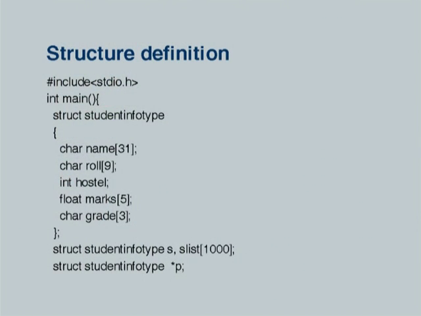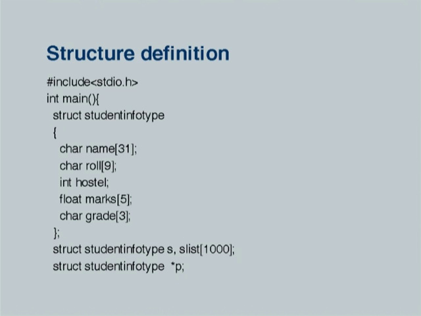I can also declare a pointer to this structure by saying struct student info type star p. Notice that when we have integer, we say int star p, float star q. Here we cannot say student info type star p, because student info type is not the complete description of the type. The new type that we have defined is actually called struct student info type. So we should remember and remind our students that the new type being defined is not student info type, but struct student info type, meaning it is a structure whose name happens to be student info. And of that type, a pointer is being defined here. So struct student info type star p.